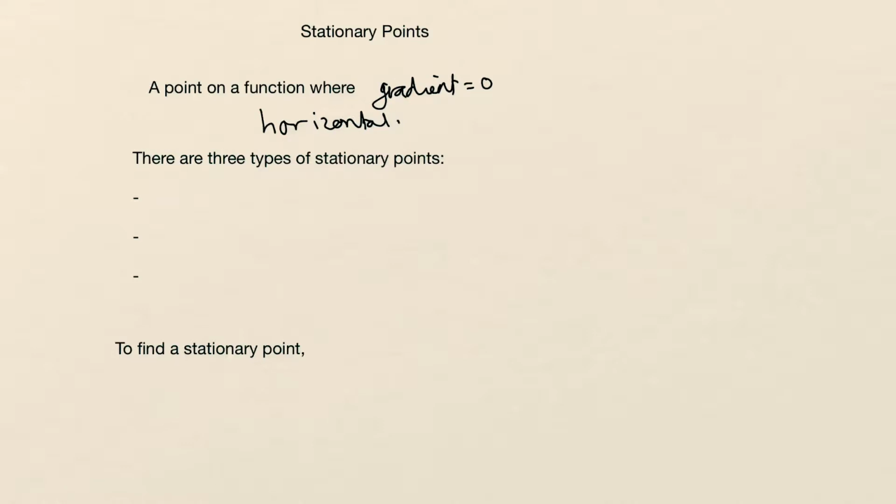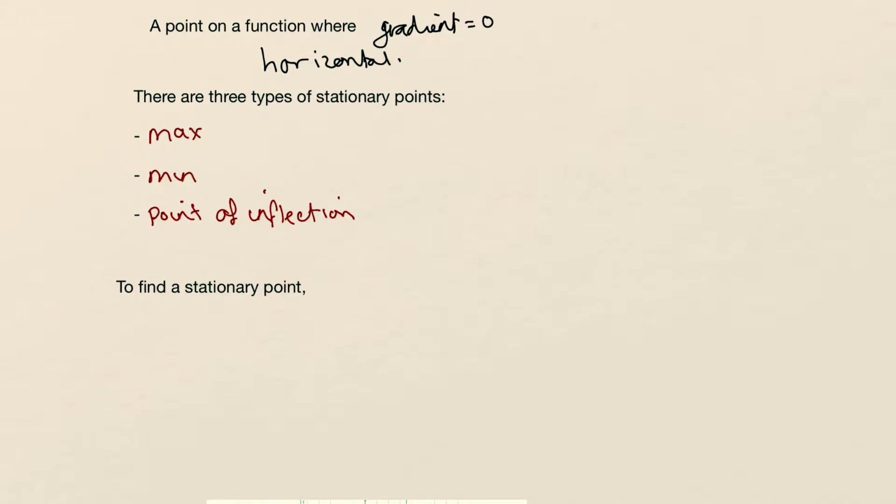There are three main types of stationary points. We've got maximums, minimums, and points of inflection. And we will see an example of each of these in a moment. But the first thing is, how do we find a stationary point?